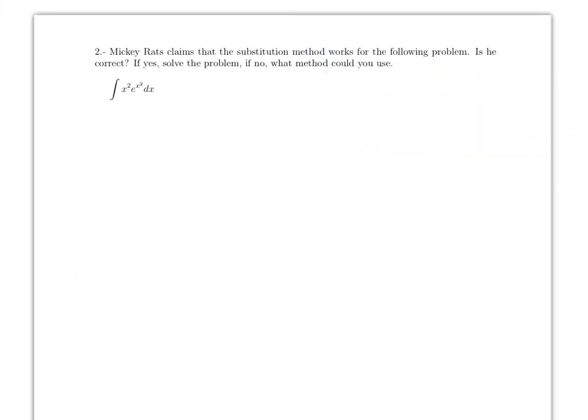If you get this far on the test, this is good enough. Okay. Finally, number 2, Mickey Ratz claims that the substitution method worked for this problem. Is he correct? The answer is no.